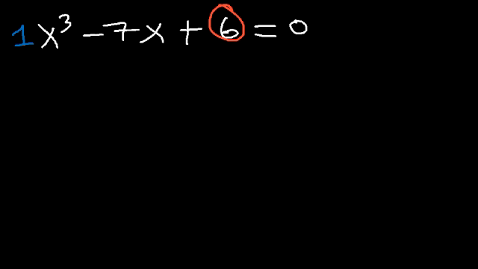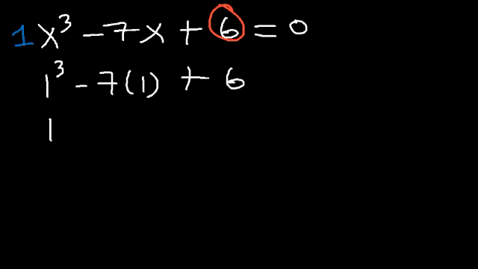Now, before we can use synthetic division, we need to find one answer that works. So it's best to start with positive 1 or negative 1. Let's start with positive 1. 1 to the third minus 7 times 1 plus 6. We need to see which possible 0 will give us a value of 0.